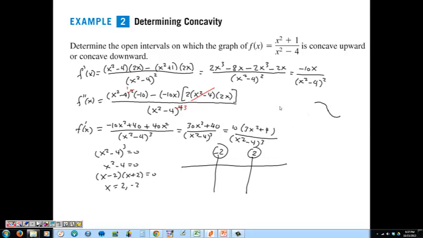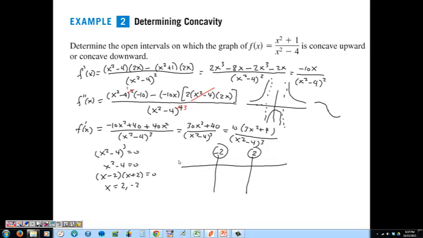The graph, just giving you a quick sketch of what the graph looks like, is going to be two things like this and then one piece down here. And this asymptote at negative 2 and positive 2. So that's what we're looking at here. So we can still have concave down, concave up. We just don't have points of inflection.